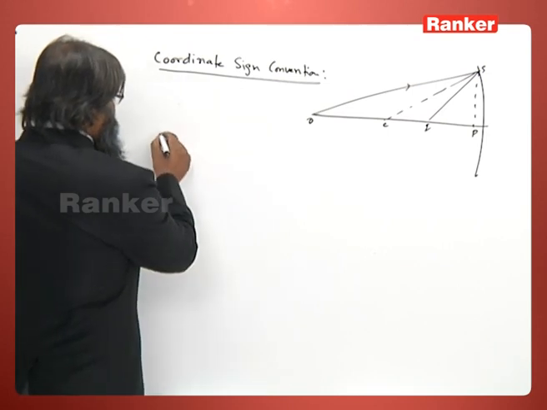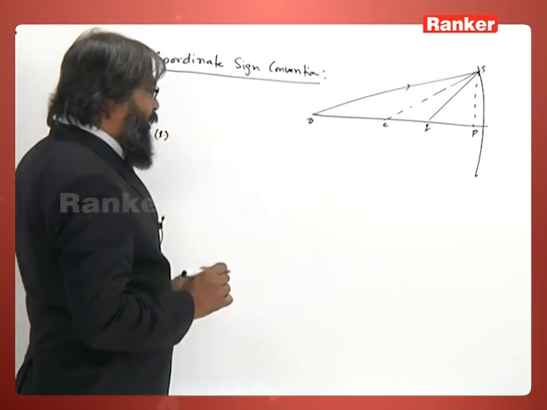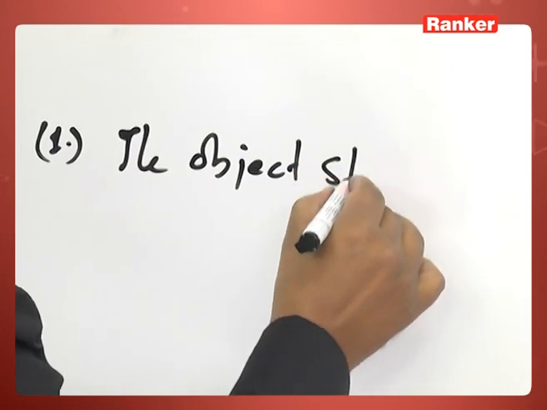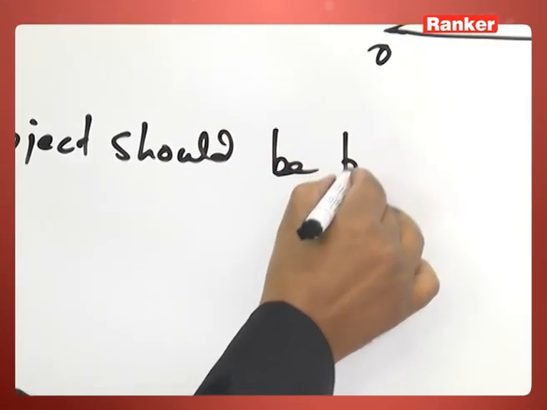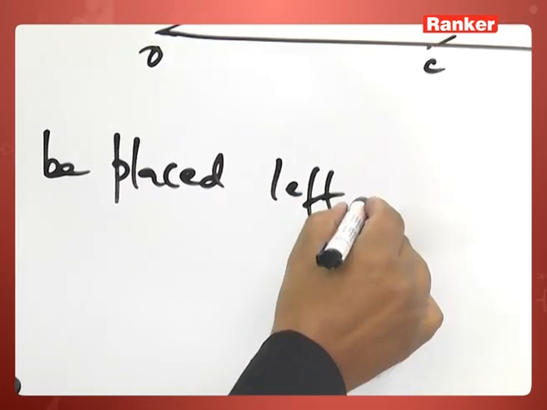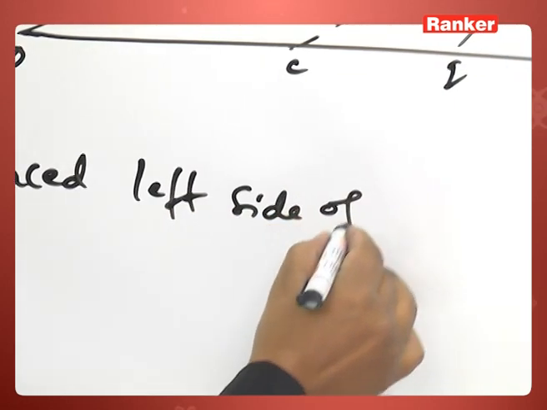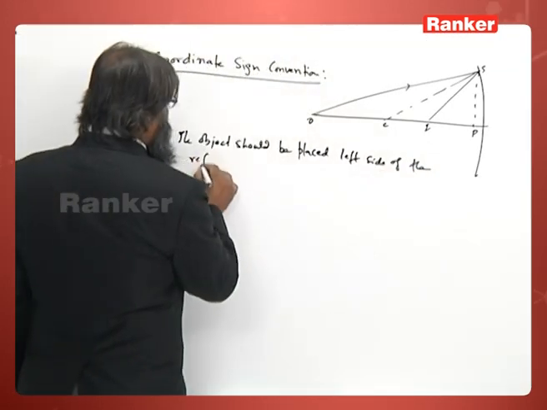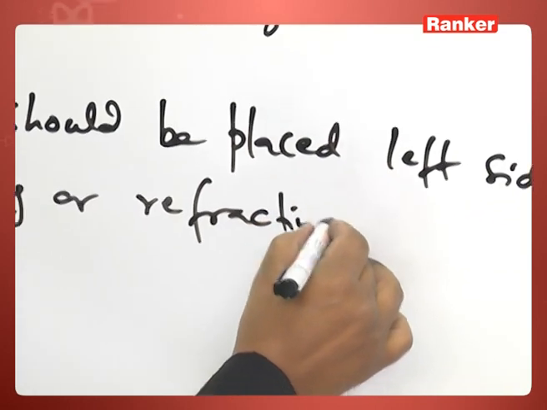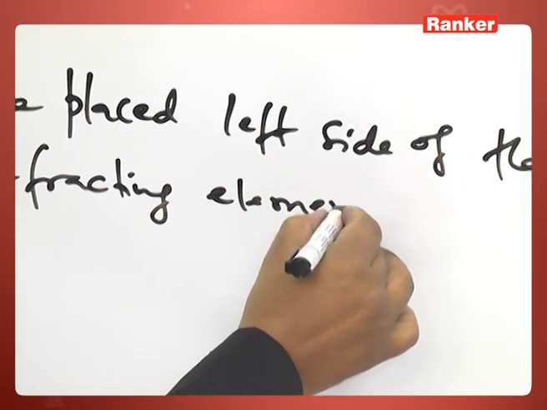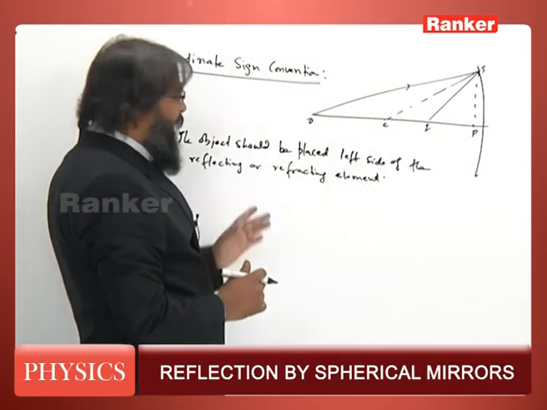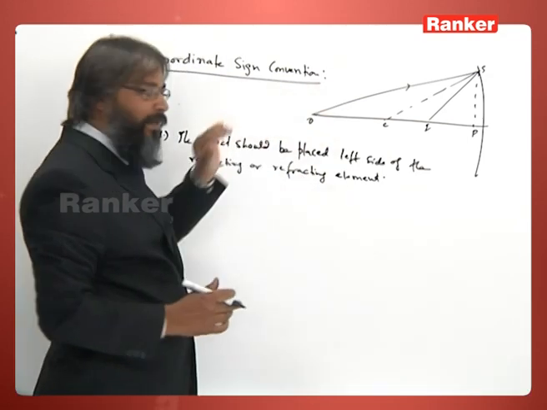So, in this sign convention, number one point is that the object should be placed left side of the reflecting or refracting element. So we will place the object this way. If the object is this way, we will invert the situation and we'll make sure that the object is this way.